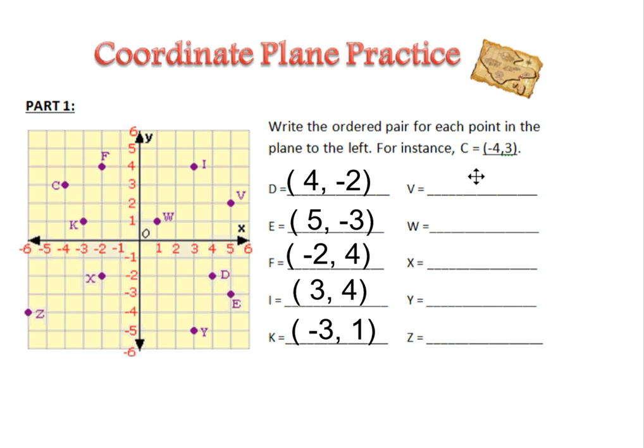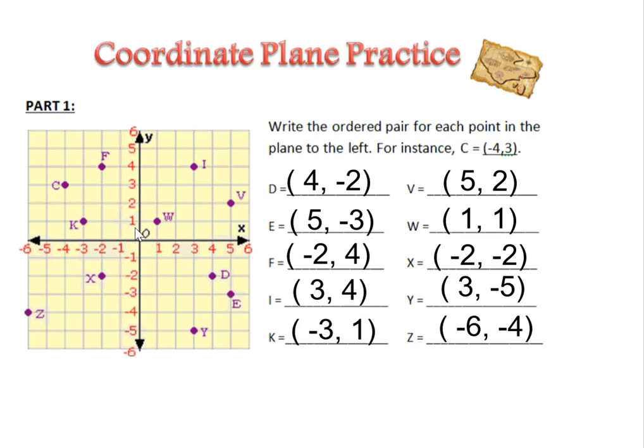Okay, now that you're done with the pause, you have letter V, which is at +5, +2. W is +1, +1. X, we're looking at this X, not that X, this X. For Y, we're looking at 3, -5. We're looking at this letter Y, not that letter Y. That's just labeling X-axis, Y-axis, and origin. For Z, you have -6, -4. I hope you got all those right.